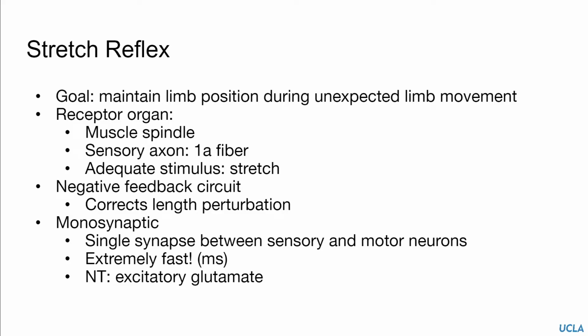So the receptor organ is the muscle spindle, which we've talked about. The muscle spindle, when stretched, initiates an action potential that goes down the 1A fiber, which is the name of the sensory axon for this reflex. And that 1A fiber monosynaptically connects to a motor neuron, which comes back and tells that same muscle to contract a little more to make up for that stretch. Okay, so it's correcting the lengthening. It's extremely fast because it is monosynaptic, and it uses excitatory glutamate.